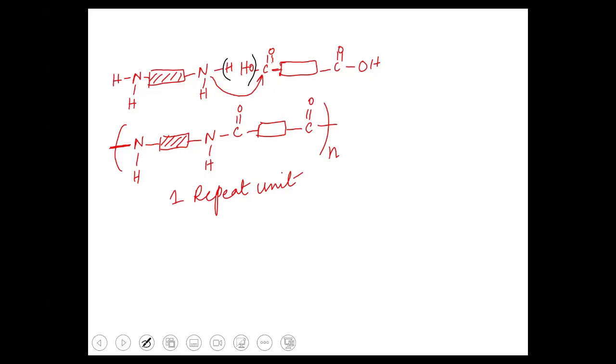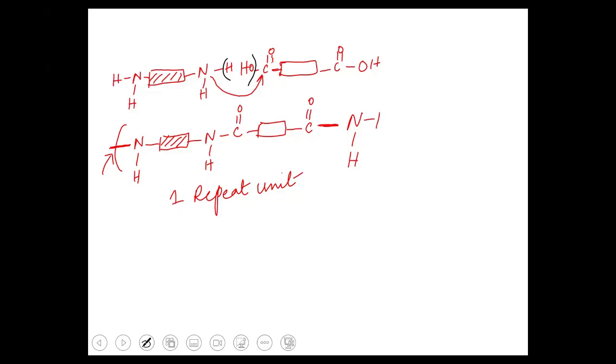But if you will continue it to show two repeat units, it means the same structure. I will copy this and I'll paste it over here. So I will start from here, this line and NH because I have to continue. So I will erase this.